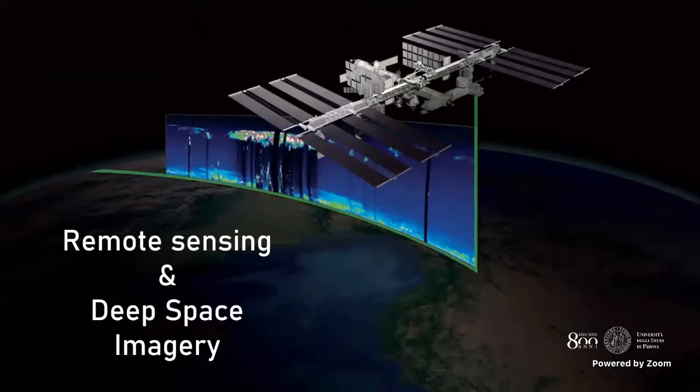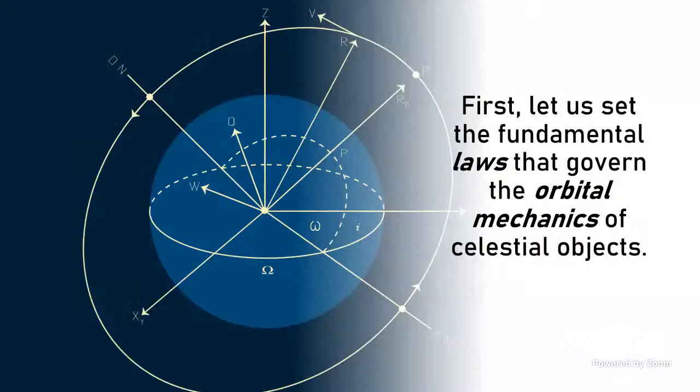Okay, so let's start. Our conference for today is remote sensing and deep space imagery. Before talking about remote sensing and deep space imagery, we're going to talk about deep space imagery first. But there are some fundamental laws that we're going to set before starting our discussion for today. So first of all, let us set some fundamental laws that govern the orbital mechanics of celestial objects.